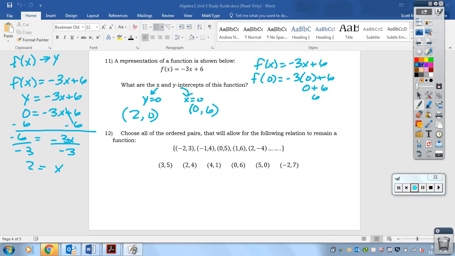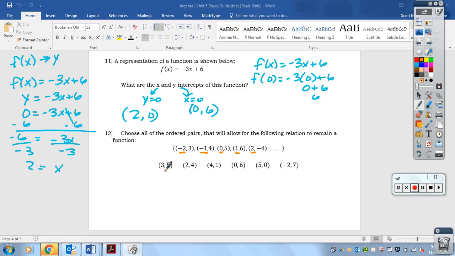And then number 12, there's another question. Talk about functions review. Choose all the ordered pairs that if we added them, it would allow it to remain a function. If you look, this is currently a function because negative 2, negative 1, 0, 1, and 2 are all different numbers. It does not matter about the y's. The y's don't matter at all. The range doesn't matter.